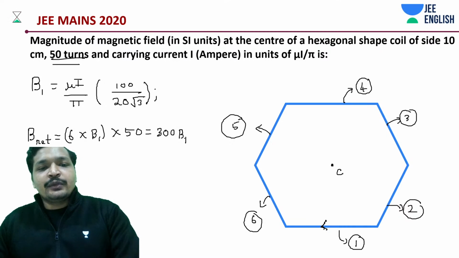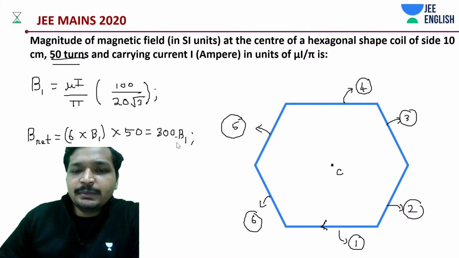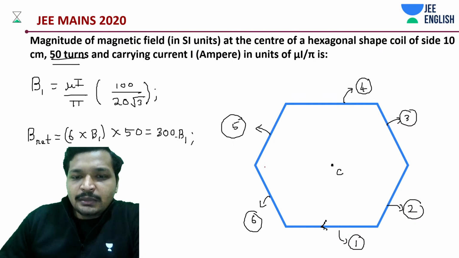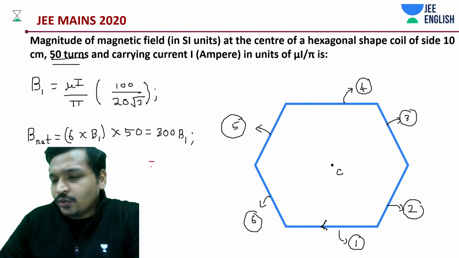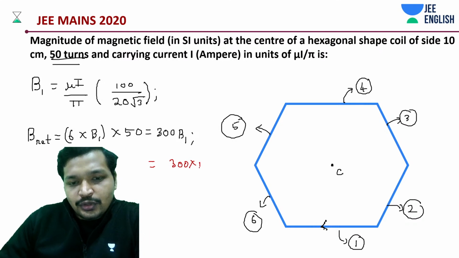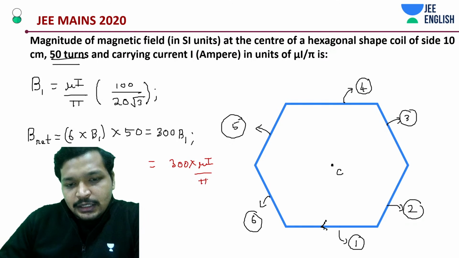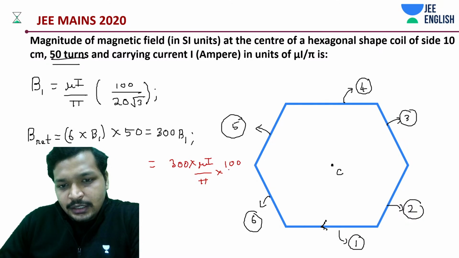Okay, just substitute the value and work around it, you'll get the answer. So let's do it. Okay, I think we only have this page. So let me substitute the value here. I hope this is not coinciding with the image. 300 into mu I by pi into 100, my mistake, 100 by 20. Okay, 100 by 20 into root 3.